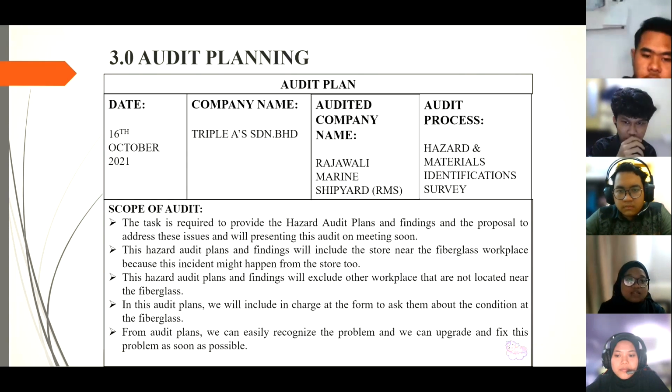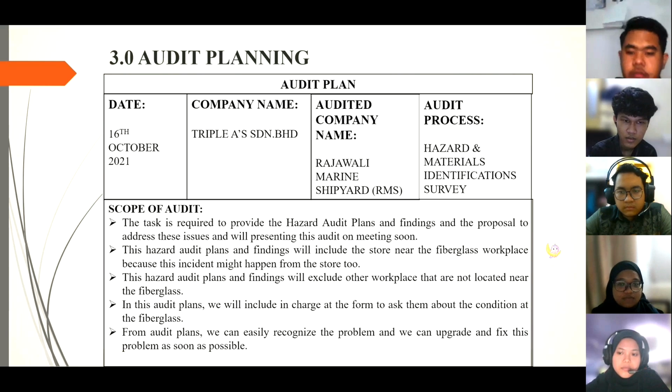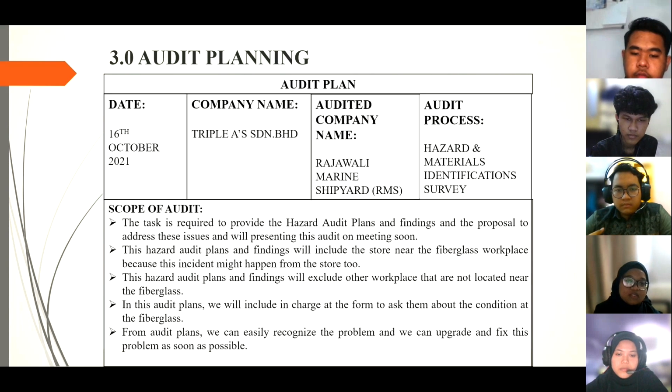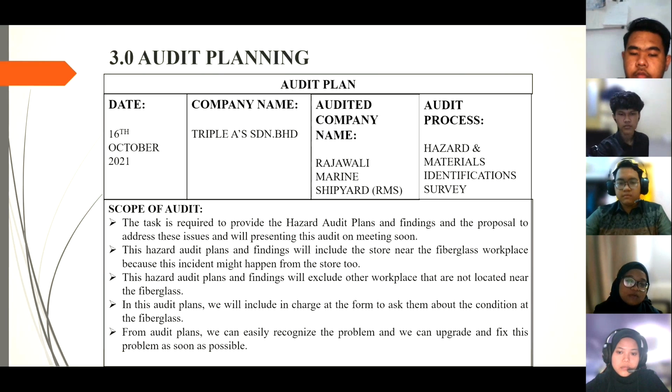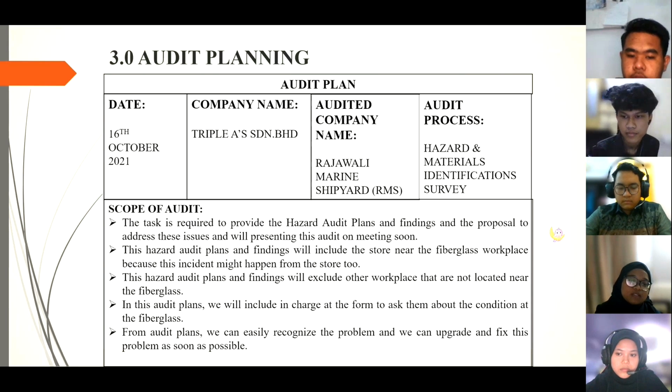So the scope of audit: the task force is required to provide the hazard audit plans and findings and the proposal to address these issues, and will be presenting this audit in a meeting soon. These hazard audit plans and findings will include the store near the fiberglass workplace because this incident might happen from the store too. These hazard audit plans and findings will exclude other workplaces that are not located near the fiberglass. In these audit plans, we will include the person in charge in the form to ask them about the condition at the fiberglass workplace. From audit plans, we can easily recognize the problem and we can upgrade and fix this problem as soon as possible.